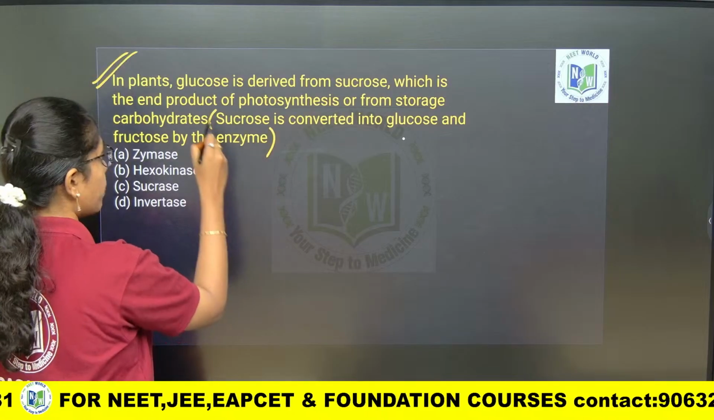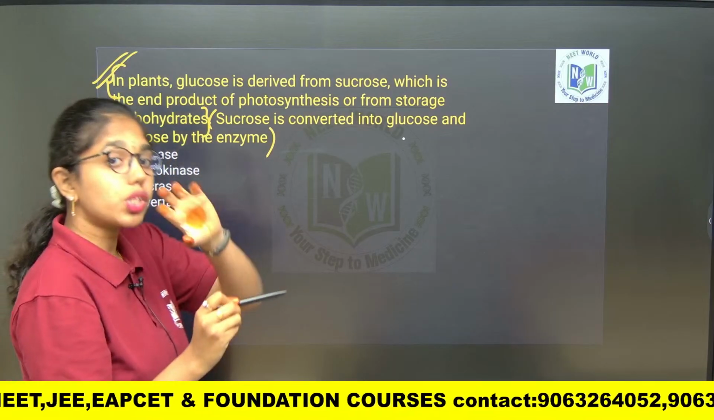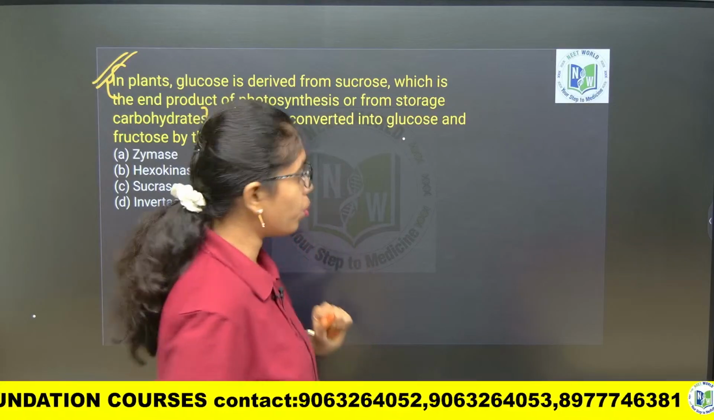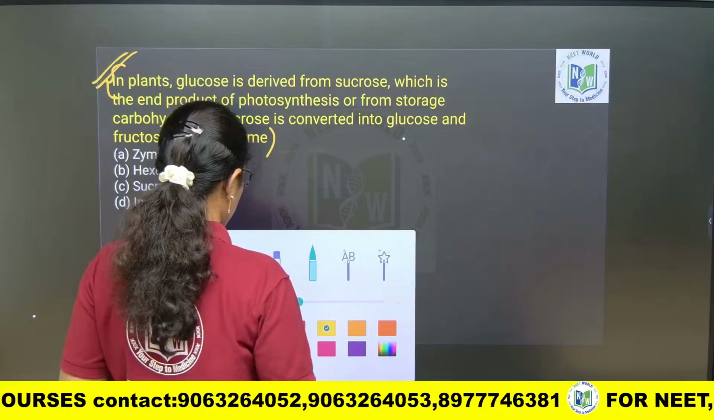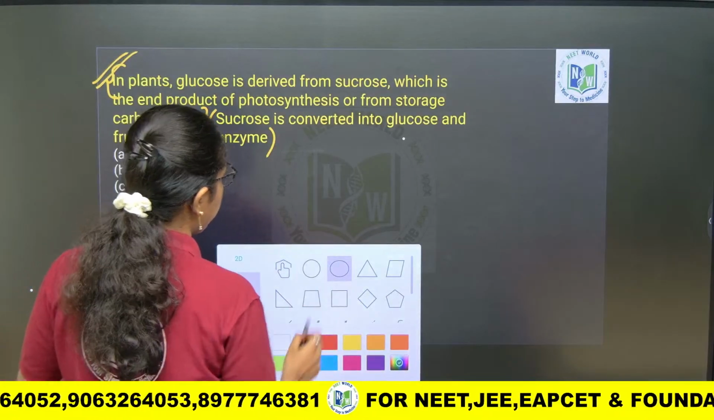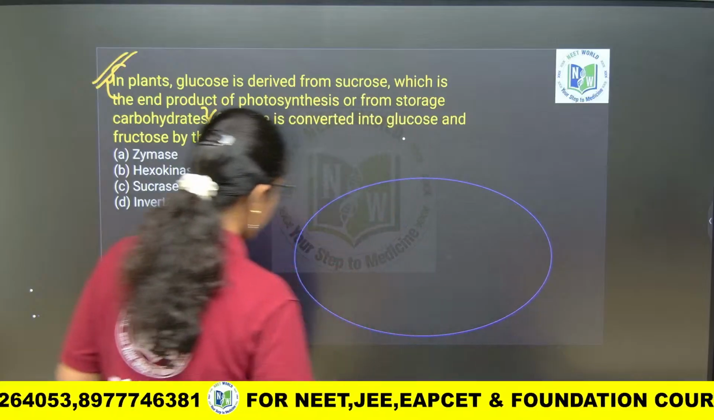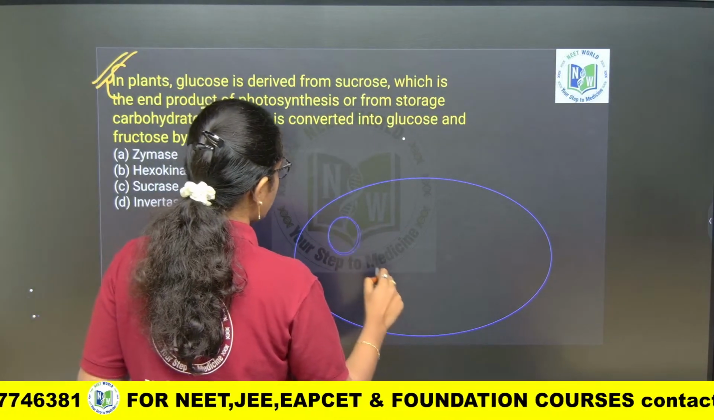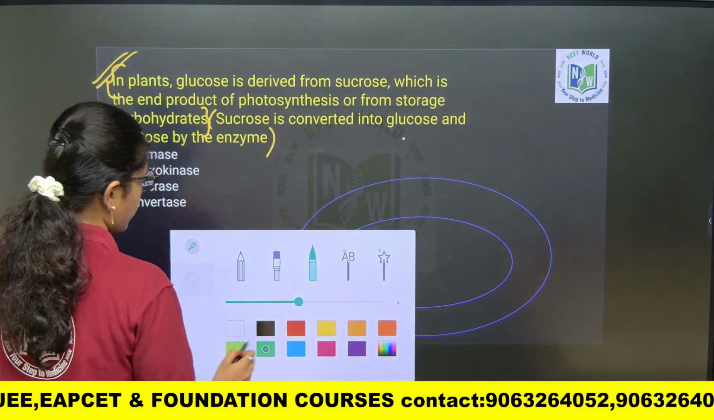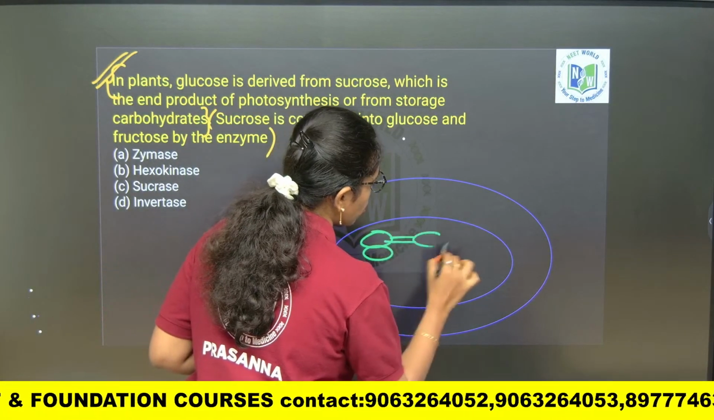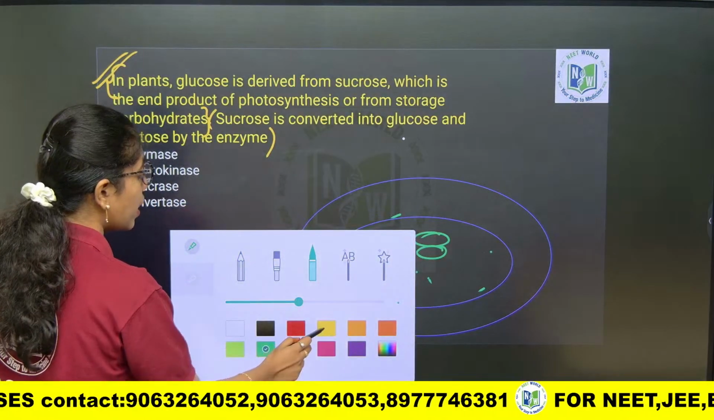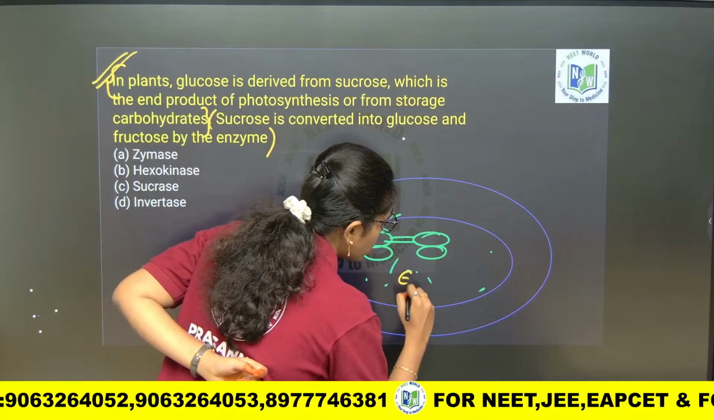To answer this statement, first let me give you a connecting explanation which connects photosynthesis and respiration. We all know the primary product of photosynthesis is glucose. If I consider this as the chloroplast, which is a double membrane bound organelle, here sac like structures will be there, stroma lamellae will be there, and this is the stroma. We all know the primary product is formed in the stroma of the chloroplast. Here glucose will be formed.